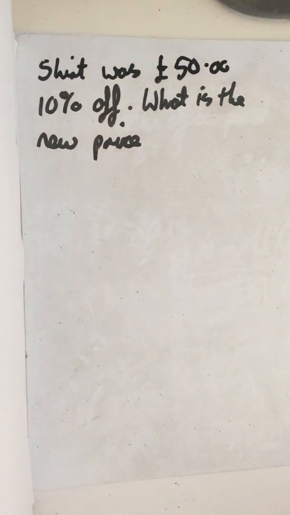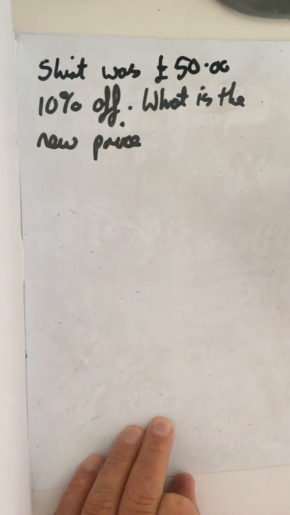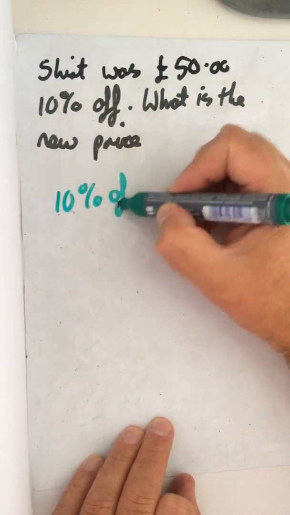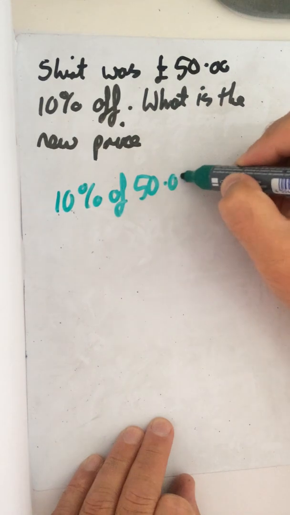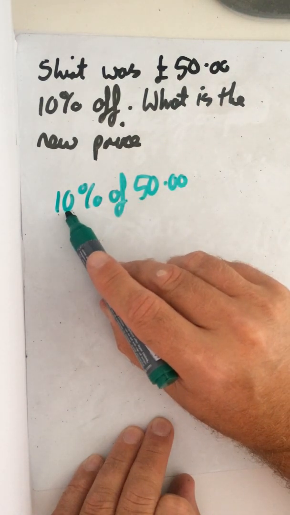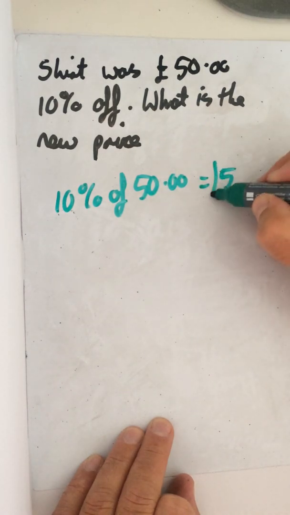So if a shirt was £50 and it was 10% off, what's the new price? Okay, now this is going back to the work we did earlier, where we found a percentage of a number. So to find 10% of £50, which is nice and easy, you just divide it by 10. So that would be £5.